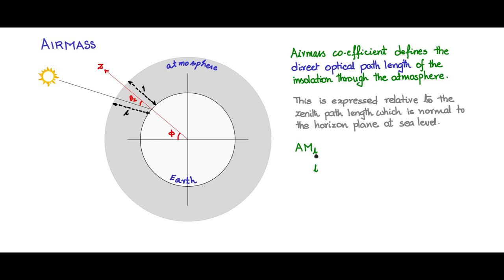Where L is actually obtained from trigonometry. L is the hypotenuse, this is one of the sides of the right angle triangle, and theta z is the angle. So cos theta z is 1 by L, or L is 1 by cos theta z, which is nothing but secant theta z. Now air mass 1, that is L equal to 1, occurs when theta z is 0 degrees. What it means is that when theta z is 0 degrees, the insolation line is in line with the zenith axis, which means the sun is directly overhead. During that time, the insolation vector passes through the minimum distance through the atmosphere, and that is the reference distance.